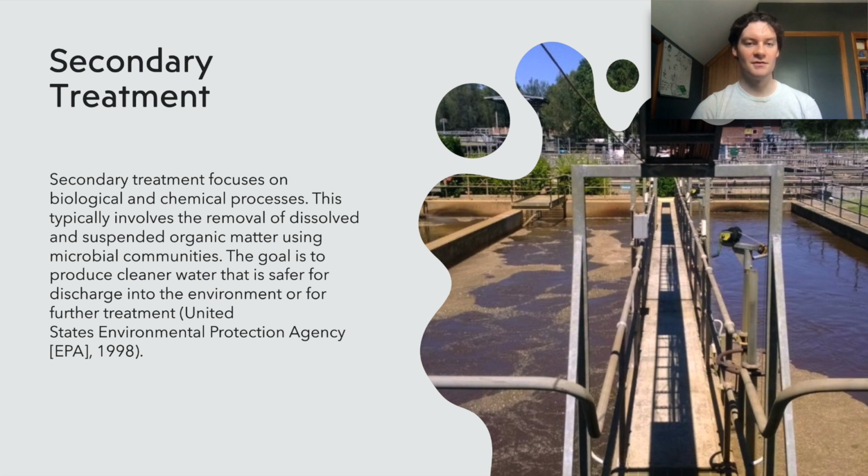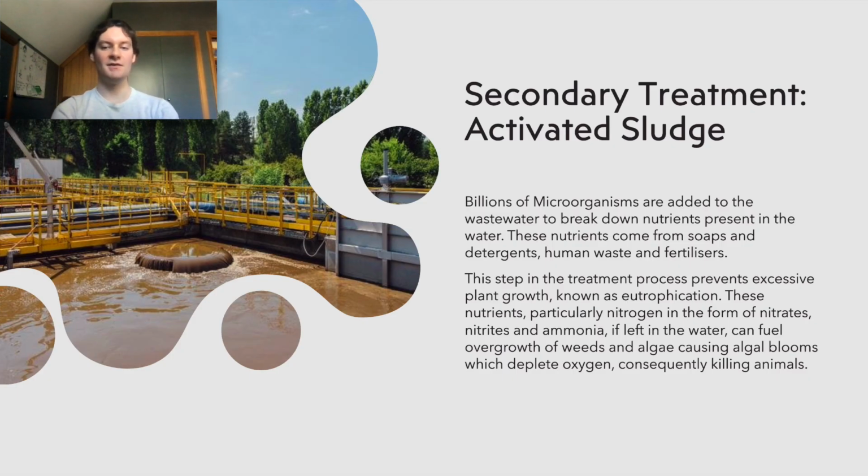Secondary treatment focuses on biological and chemical processes. This typically involves the removal of dissolved and suspended organic matter using microbial communities. The goal is to produce cleaner water that is safer to discharge into the environment or for further treatment. Billions of microorganisms are added to the wastewater to break down nutrients present in the water. These nutrients come from soaps, detergents, human waste, and fertilizers.